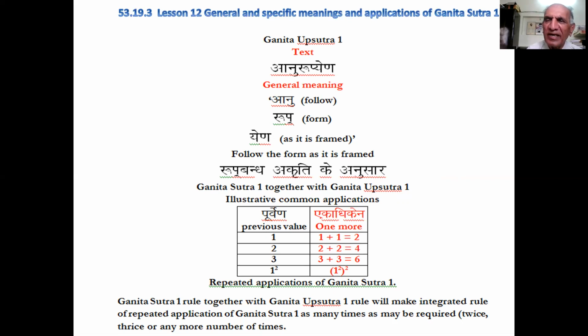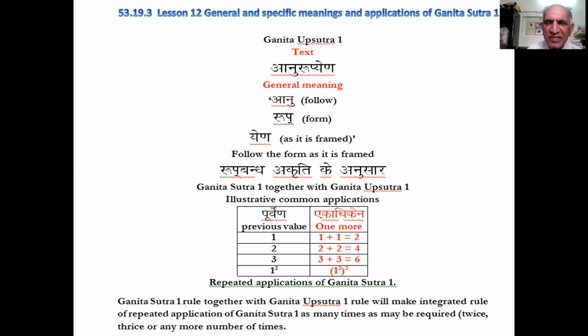When both are integrated and taken up as an integrated mathematical rule, then it is leading us to a very rich spectrum of applications, even in the common domain. A few illustrative tabulations are like 1 to 1 plus 1, 2; 2 to 2 plus 2, 4; 3 to 3 plus 3, 6; 1 squared to 1 squared, squared again, 1 raised to power 4.